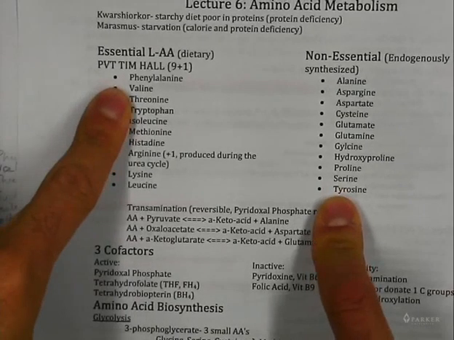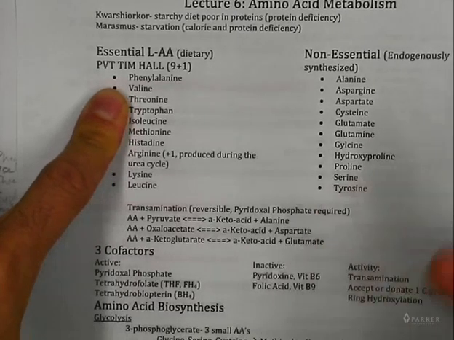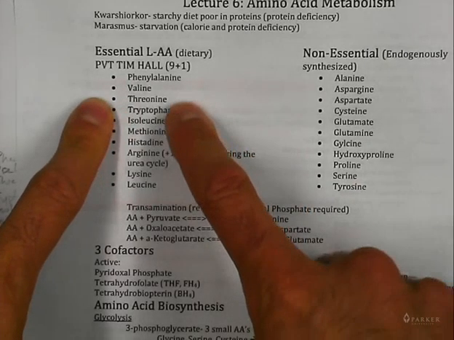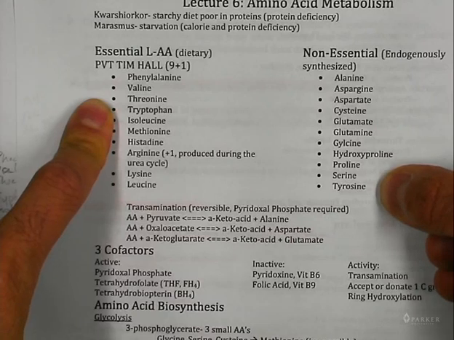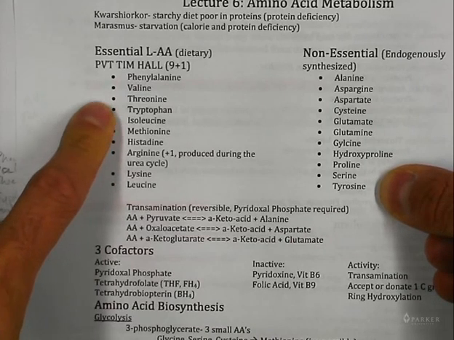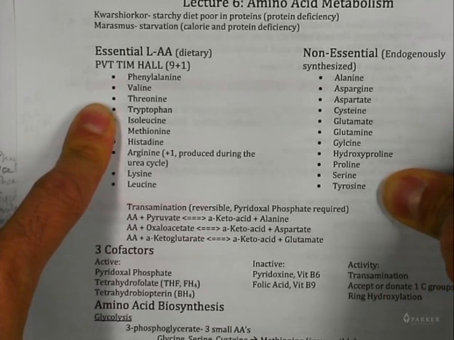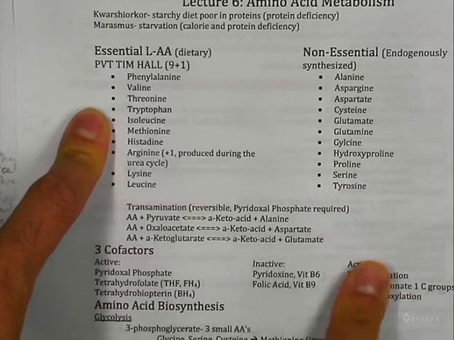Valine, you don't even really need to memorize because as long as you know Private Tim Hall and you know V is valine, it's the only V. Threonine and tryptophan are both over here, whereas tyrosine is over here. Now, it's not going to be too hard to remember, so tyrosine is non-essential, threonine and tryptophan are essential. Make sure you know that. You got to know all your nutritionally essentials. I'm just trying to make it a little easier on you. And we're going to teach you why tyrosine is not nutritionally essential.